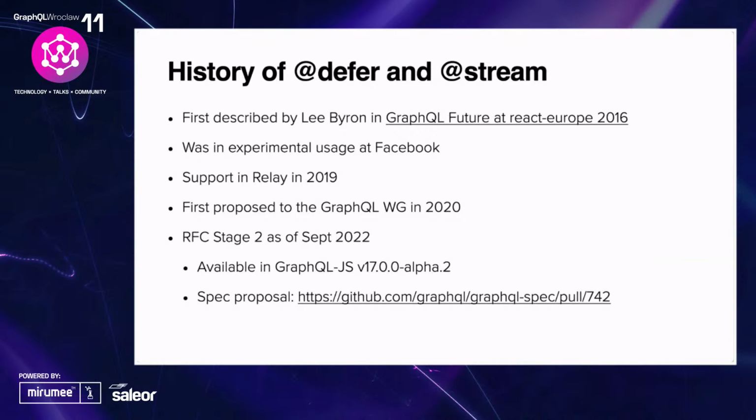And it's evolved quite a bit over time in the years that we've been working on this. Right now, it's in stage 2 of the 3-stage GraphQL RFC process. The code is merged into GraphQL behind an experimental flag, and a lot of servers and clients have been implementing support now.